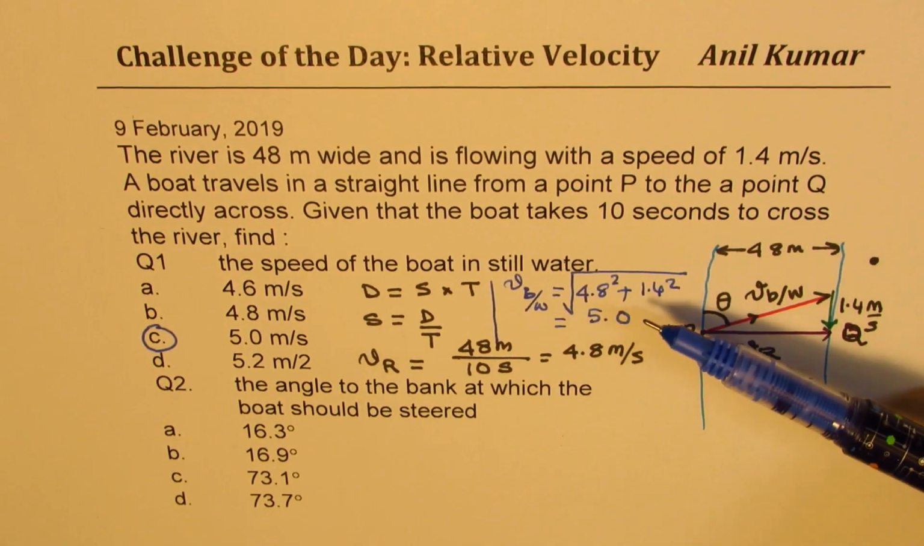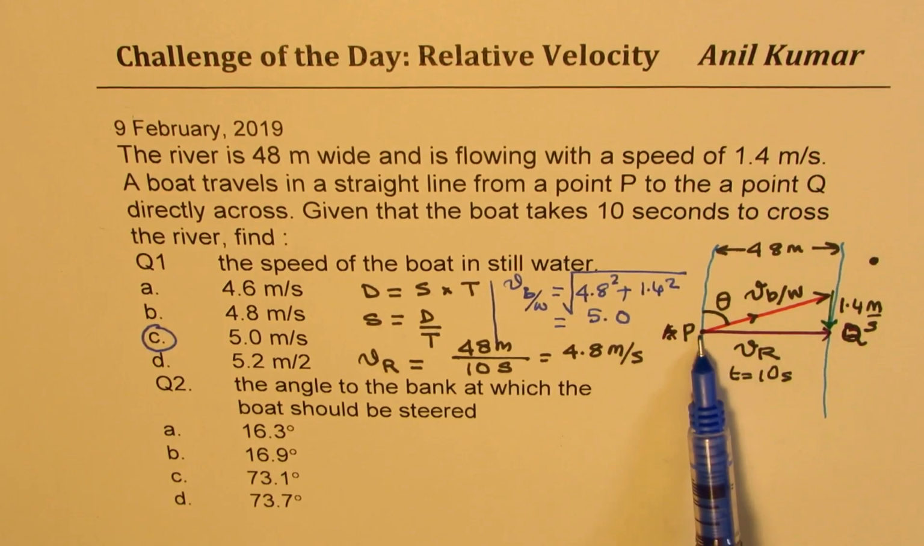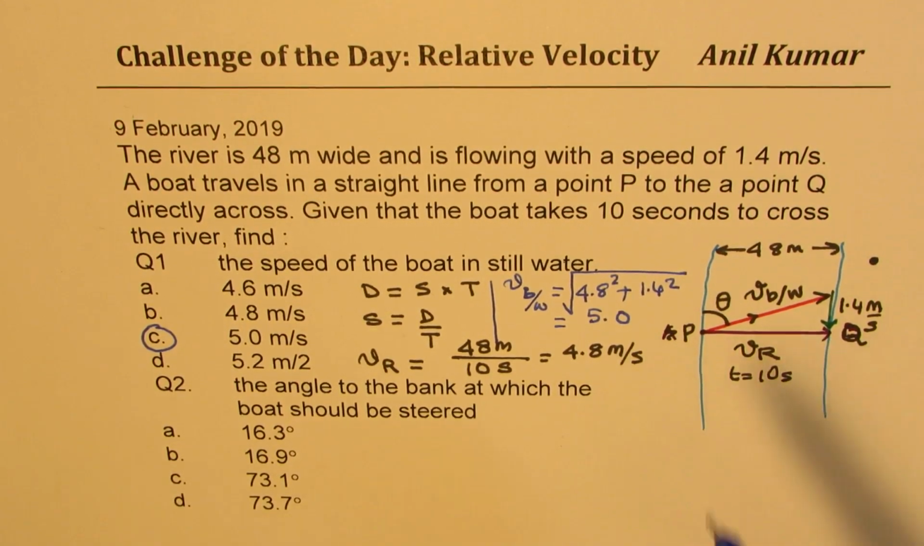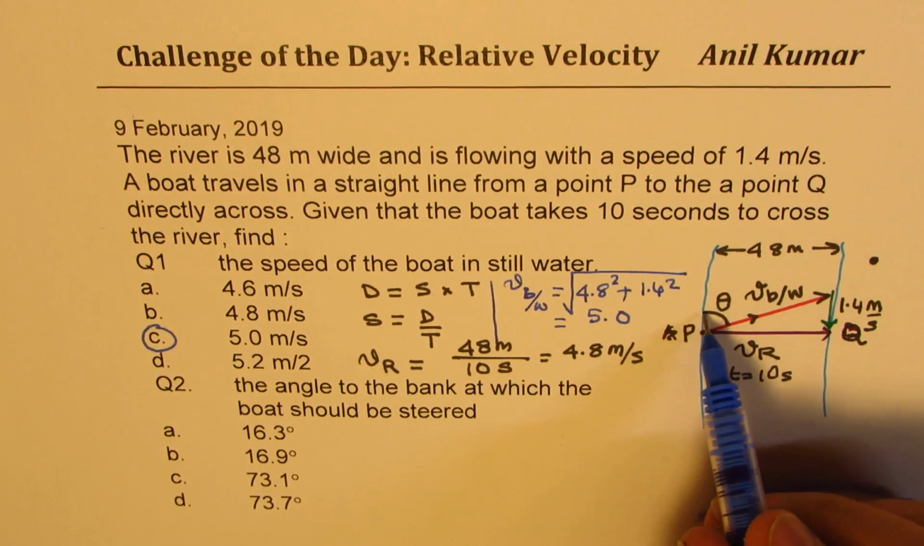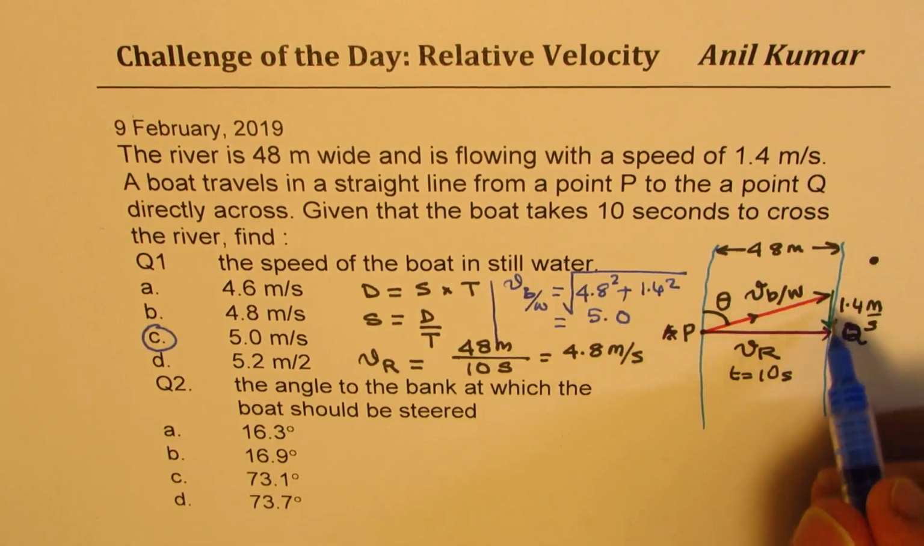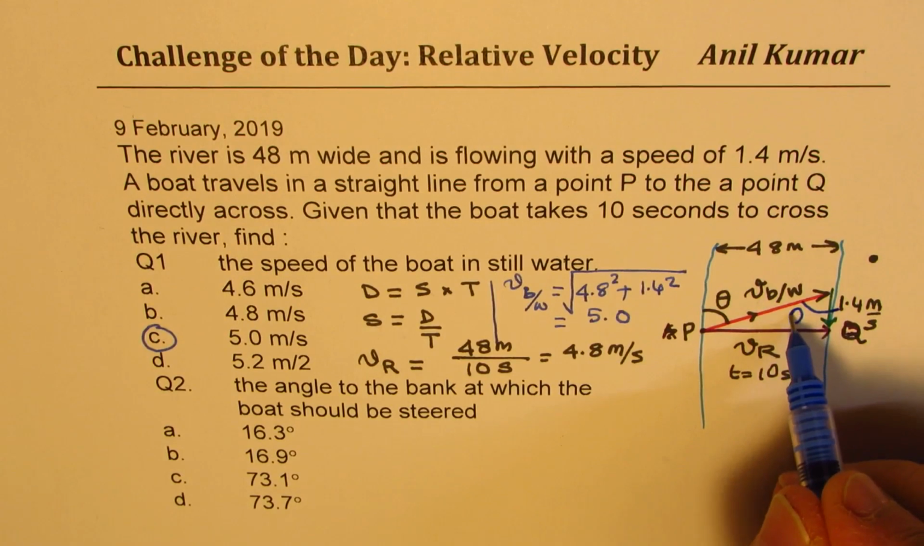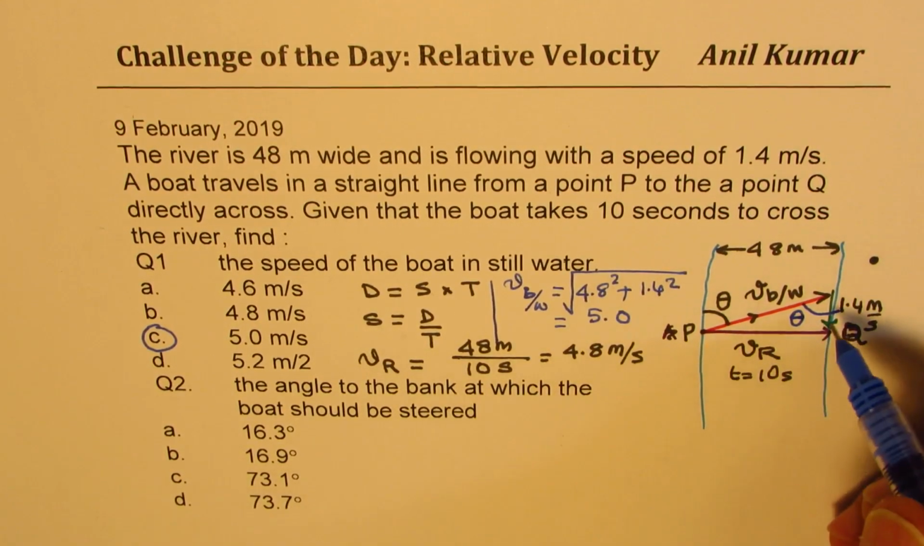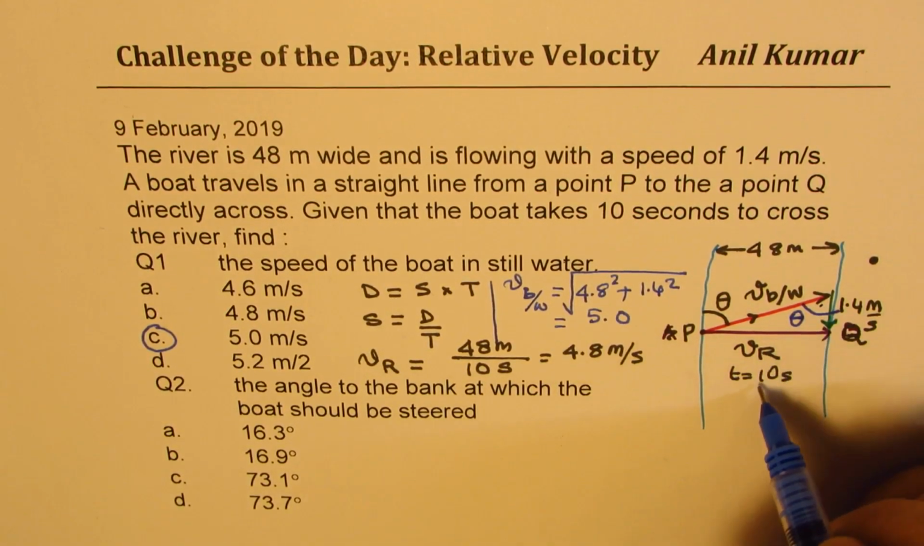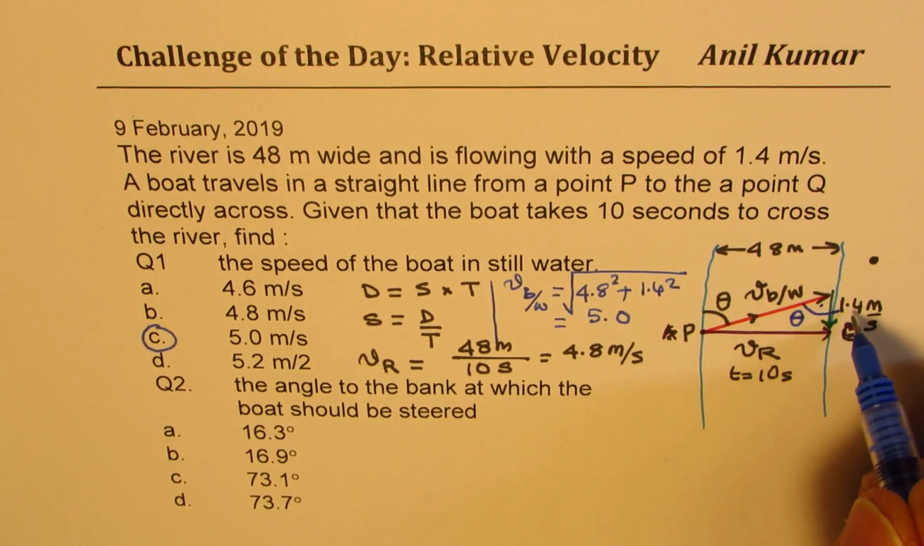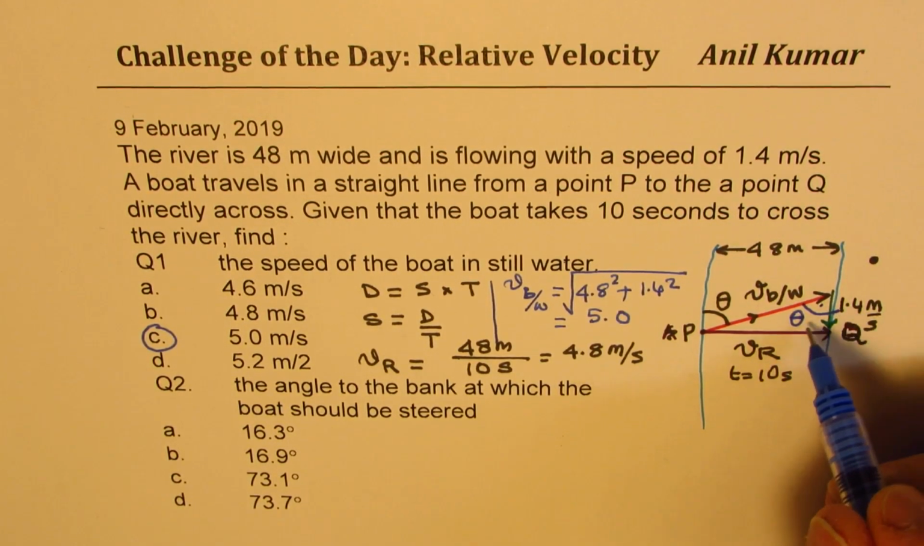Some students might have made a mistake in taking only this velocity. Still water velocity is the direction in which the boat was heading. Now, let's do part 2, which is the angle to the bank at which the boat should be steered. This is the angle theta. If you see these two sides are parallel, so this angle is also equal to that angle theta. If you look from this side, then the opposite side is VR and adjacent is given to you, so we can use the ratio of these two sides to find theta.